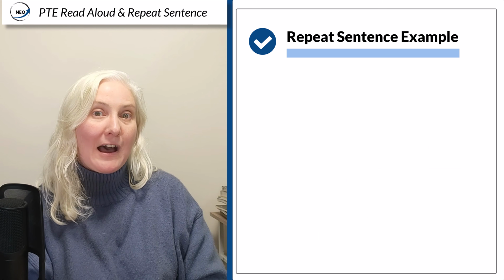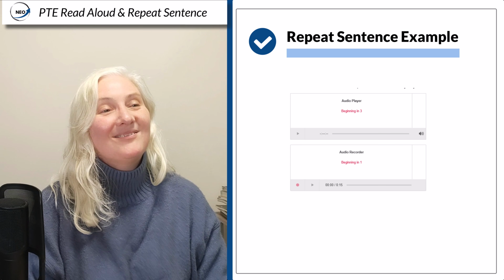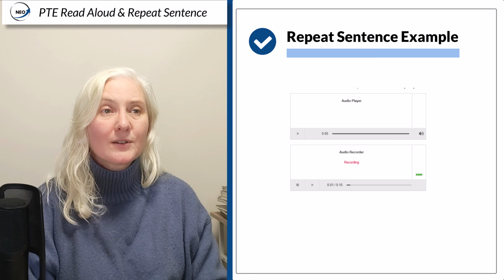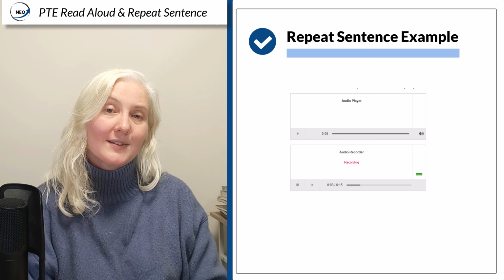Now let's try our repeat sentence question. The fundamental purpose of this course is to develop your critical thinking skills. The fundamental purpose of this course is to develop your critical thinking skills.